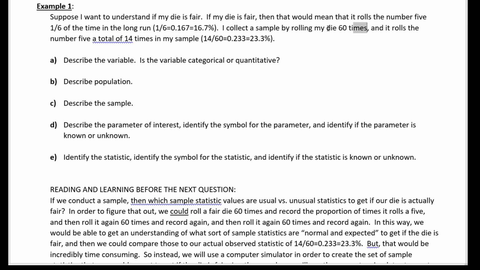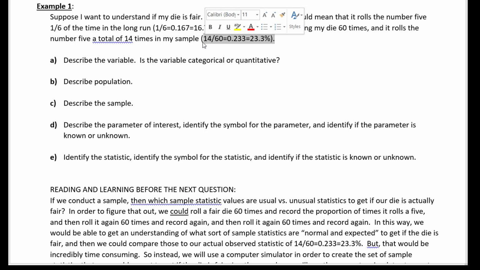So it turns out when I roll my die 60 times, it rolls the number 5 a total of 14 times. So in my sample, I got 14 fives out of 60 total rolls. So that means it rolled the number 5 23.3% of the time in the sample.